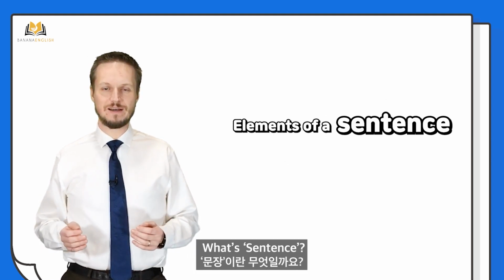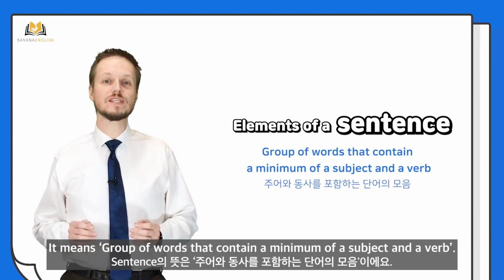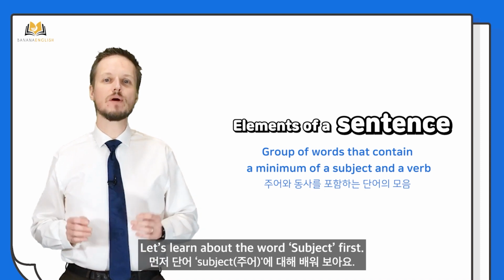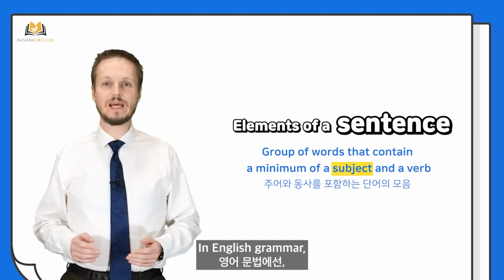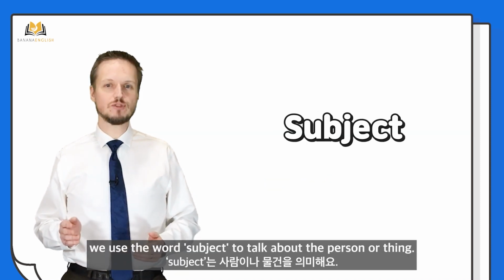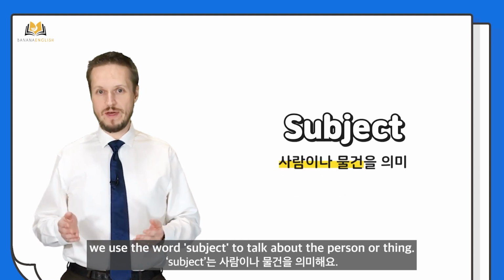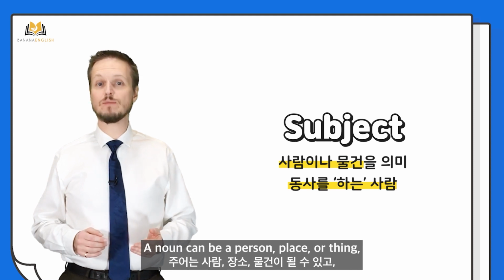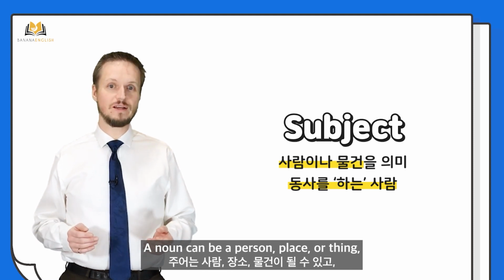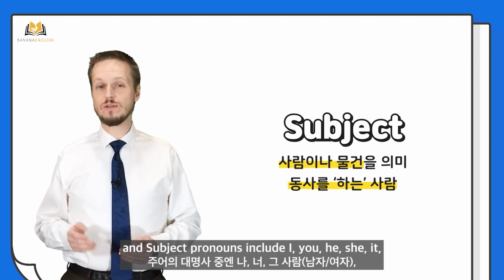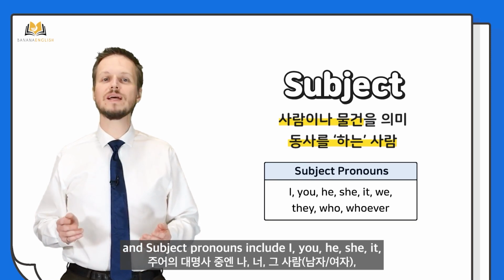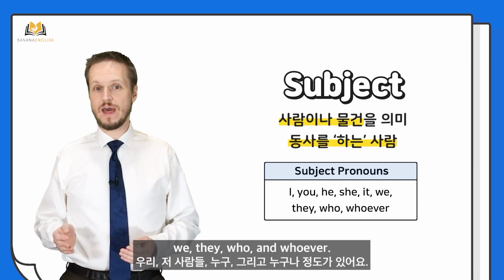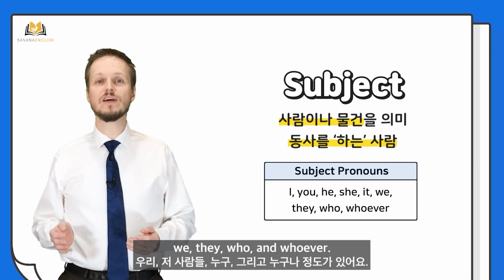What's a sentence? It means a group of words that contain a minimum of a subject and a verb. Let's learn about the word subject first. In English grammar, we use the word subject to talk about the person or thing. The subject is the doer of the action. A noun can be a person, place, or thing, and subject pronouns include I, you, he, she, it, we, they, who, and whoever.